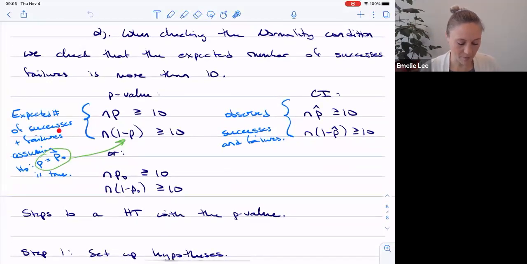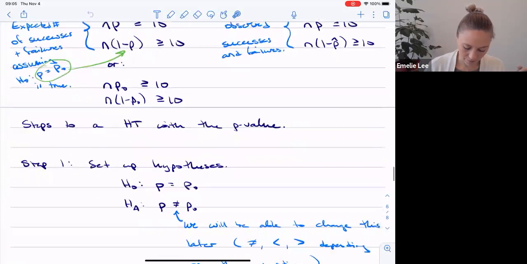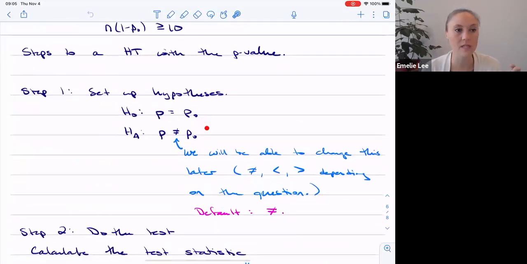So we check the expected number of successes and failures, which we do using p naught, because we assume the null hypothesis, which says that p equals p naught, is true. So now we're checking n times p naught, whatever your hypothesized p is, is it greater than or equal to 10? And n times q naught, or 1 minus p naught, is it greater than or equal to 10? Once you've checked those conditions and they all check out, then you set up your hypotheses.